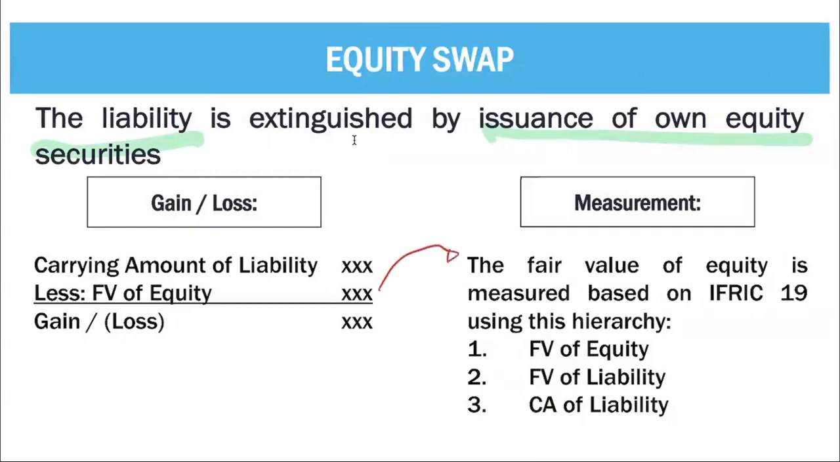But in your fair value of equity, how do we measure it? To measure the fair value of your equity, we use your IFRIC 19. So if the fair value of equity is given, use the fair value of equity. If fair value of equity is not given, use the fair value of liability. If fair value of equity and fair value of liability are not given, use the carrying amount of liability. In the first and second, we have gain or loss. On the third one, there is no gain or loss. Take note of this. Guys, for equity swap, we have a hierarchy. What is our hierarchy? Fair value of equity, fair value of liability, and carrying amount of liability.